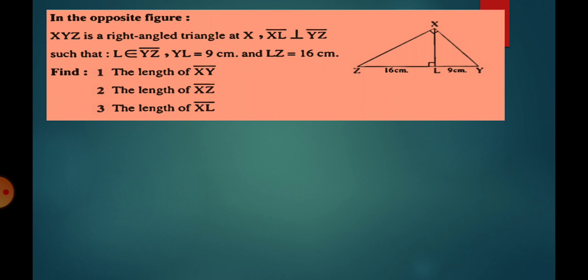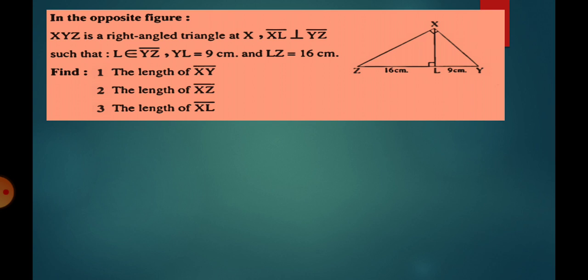In the opposite figure, XYZ is a right angle triangle at X. XL is perpendicular to YZ, L belongs to YZ. YL equals 9, LZ equals 16. Find the length of XY.